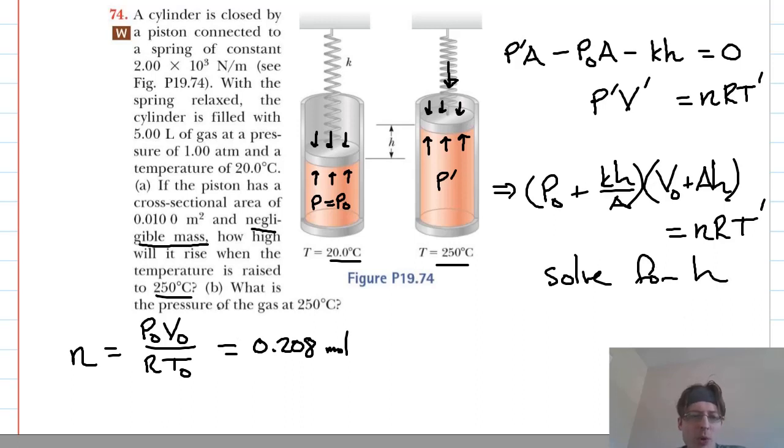And then in part B, what's the pressure of the gas? Well, that's easy. I already know that P prime is equal to atmospheric plus KH over A. So I would simply plug into that to find the value of P prime. Once you know H, then you know everything.